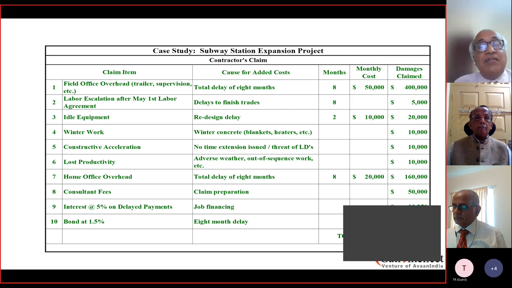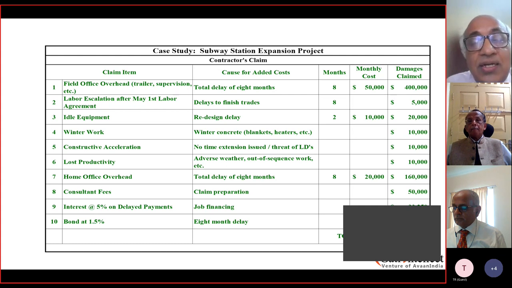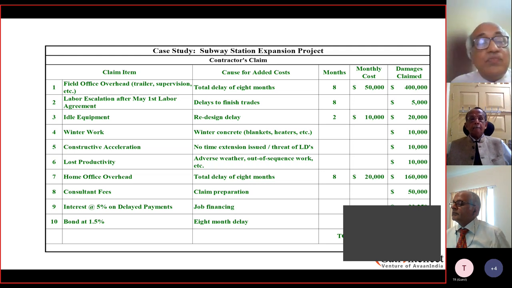Then the lost productivity, which is not due to the contractor but because of adverse weather and out of sequence working, is $10,000, which they are attributing to the owner. Then there is an office overhead of another $20,000 per month for 8 months, which is another $160,000.